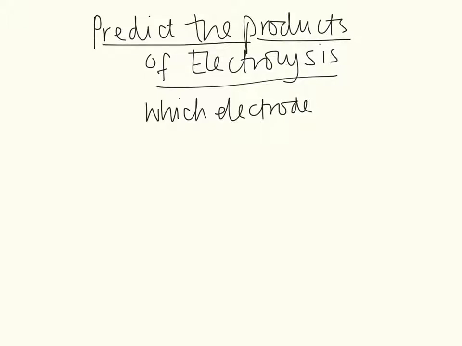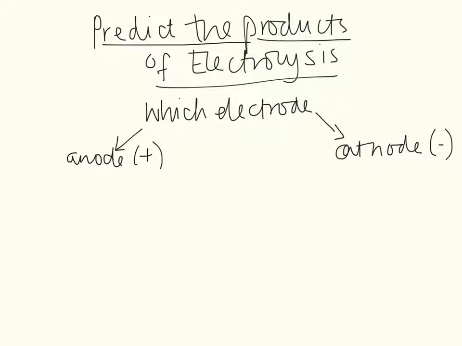So we will either have the product at the anode, which remember is your positive electrode, or you'll be talking about your cathode, products at your cathode, which is your negative electrode. Okay, so let's talk about the anode first of all. After you've decided that you're going to look at the anode, you have to ask yourself whether you have got in that solution a halide ion or a halogen. So is there a halogen there?